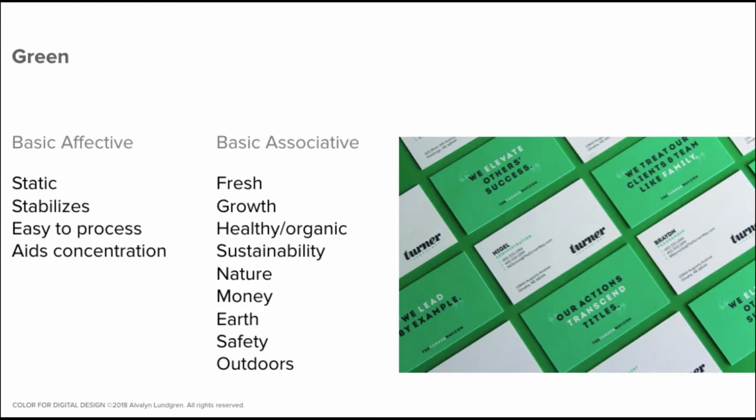We associate green with things being fresh, with growth, especially plant growth, things that are healthy, organic foods. The brand category of organic, non-GMO type foods is green. We associate it with sustainability and environmental concerns. We associate it with nature. We also associate it with money, in the United States especially, because our money is green. It's an earthy color, but it's not necessarily an earth tone. We also associate it with safety and in the outdoors.